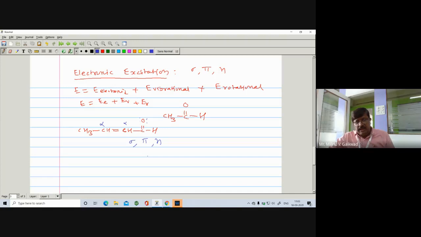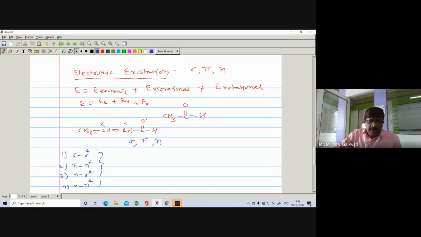It has four types of excitation. Number one, sigma to sigma star transition. Number two, pi to pi star transition. Always they ask one question on this, pi to pi star. Number three, n to sigma star, and number four, n to pi star transition. So these are the four types of transition that take place.